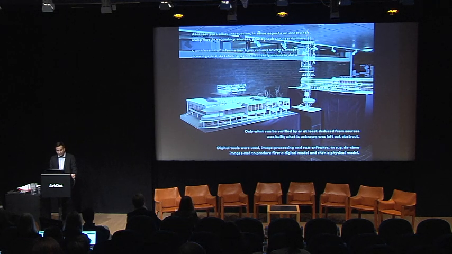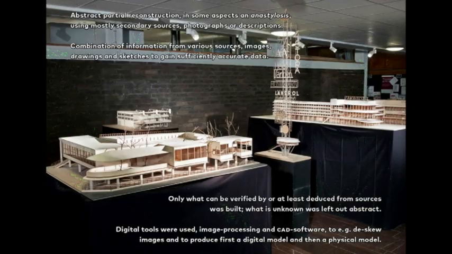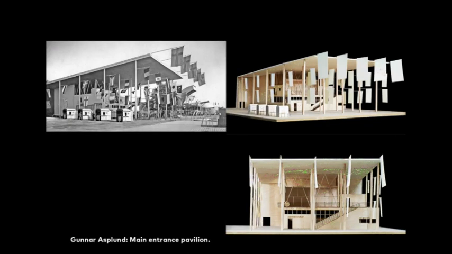And we used the methodology of what conservationists call an abstract partial reconstruction. In some aspects, even an anastylosis, that is an archaeological reconstruction. And we built only what can be verified or at least deduced from sources. And what is unknown, we simply left blank. There are actually parts of the models that are really blank. There you can see, okay, we know nothing about this part of the models.